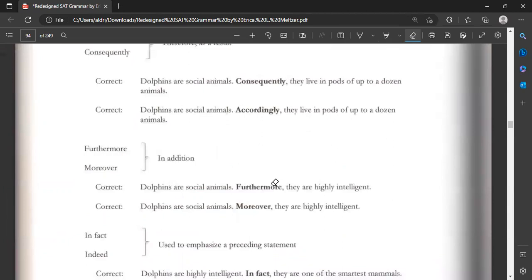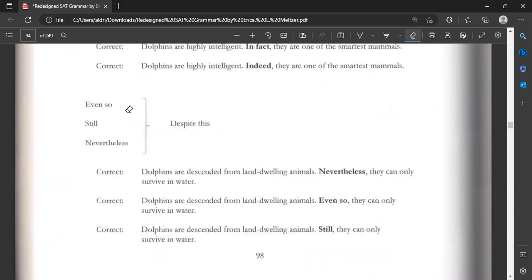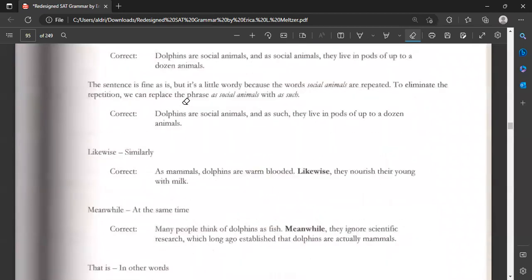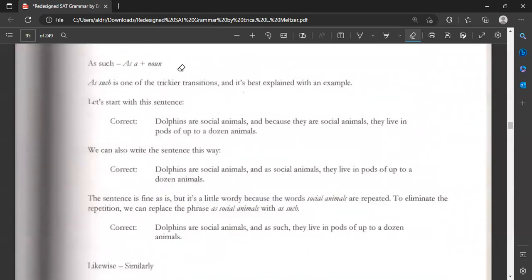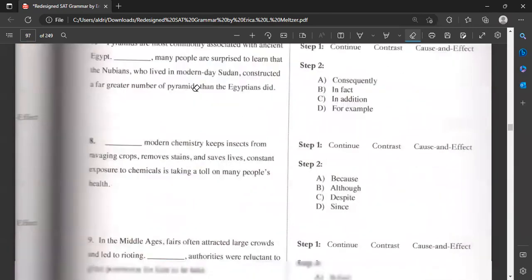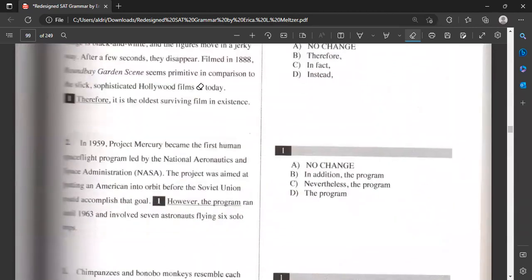Furthermore, moreover, this is the same as in addition. These are continuous. In fact, and indeed, these show emphasis. These are continuous. Even so, still, nevertheless, this is the same as despite this. These are contradictors. We have while, whereas, these are contradictors. It means the same as although or but. Okay, so I want you guys to look at these things, and then there's an exercise right afterwards. Actually, two exercises. So what I want you guys to do is go over these exercises. You have my number in the group, so if you have any questions, feel free to reach out.